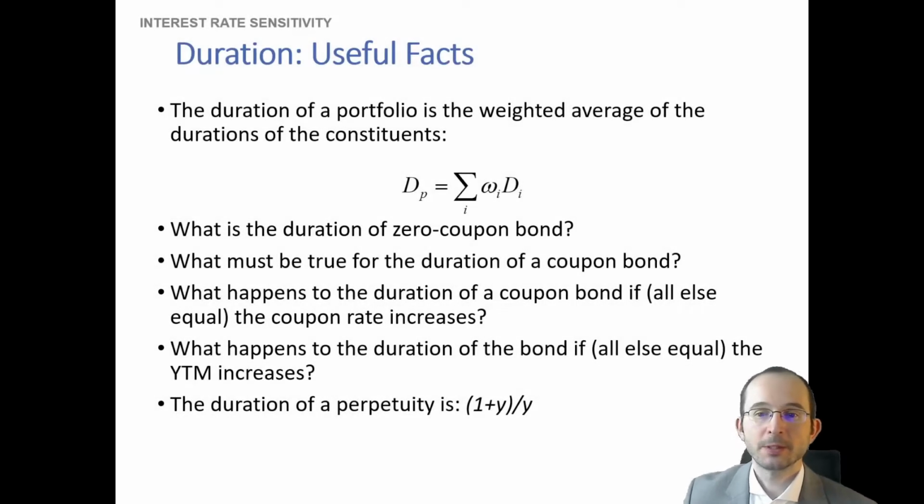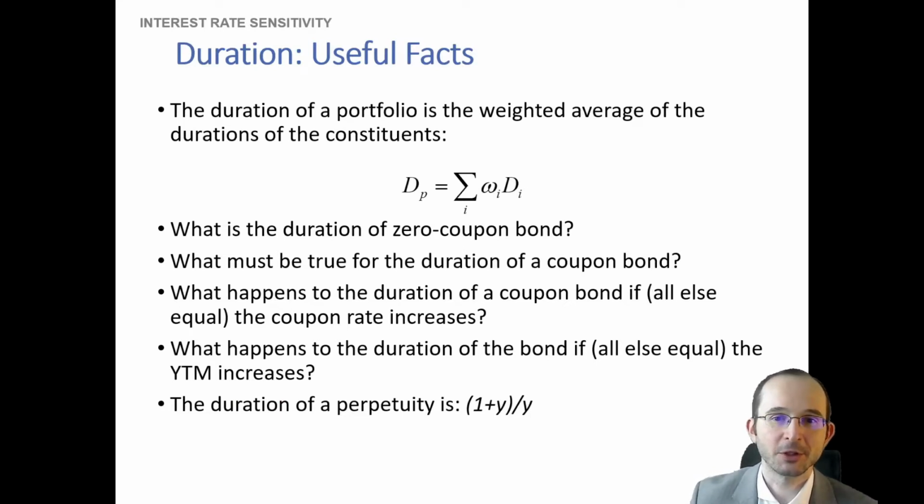So now let's go through some useful facts about duration. Remember, we know how to calculate it, this weighted average of maturities in a bond, but also it's important to know that the duration of a portfolio is actually the weighted average of the durations of the constituents.